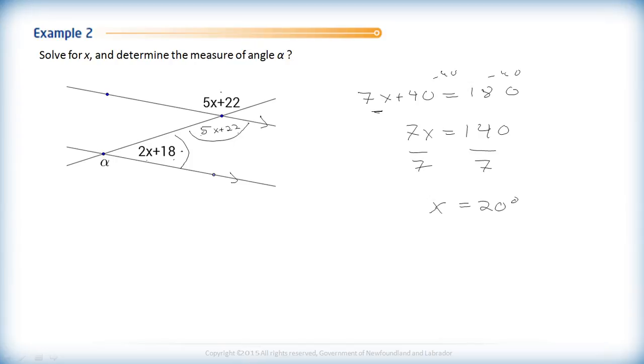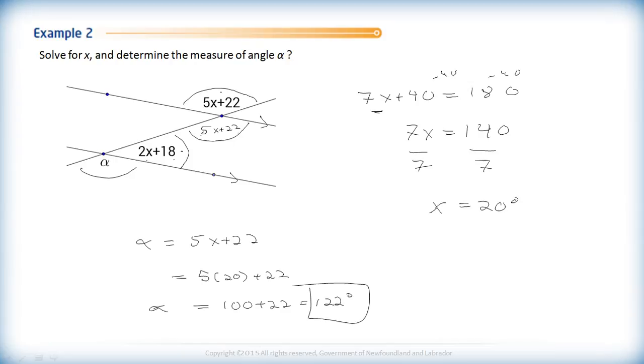We still have to figure out what angle alpha is. Well, 5x plus 22 is this angle, and those are alternate exterior angles, and alternate exterior angles will have to be congruent. So alpha will be equal to 5x plus 22, and then we're just going to say since x is 20 degrees, I've got 5 times 20 plus 22. Okay, so that'll be 100 plus 22, which is 122 degrees. So alpha would have to be equal to 122 degrees.